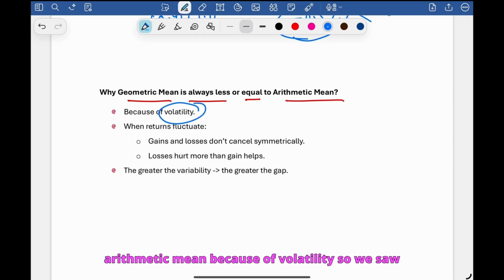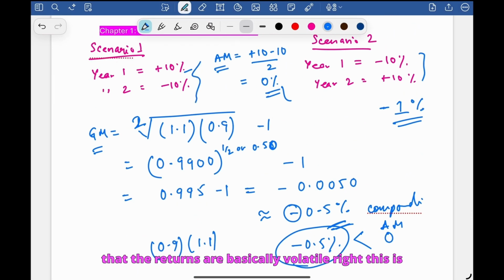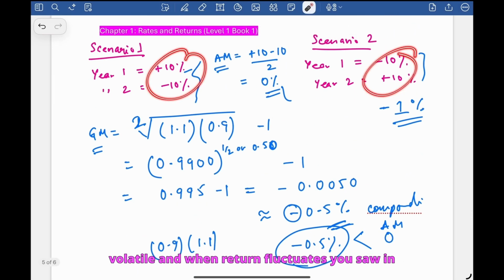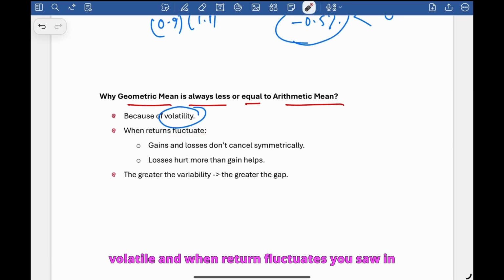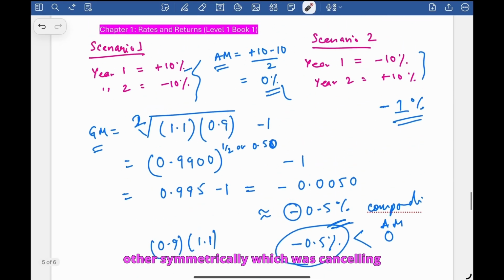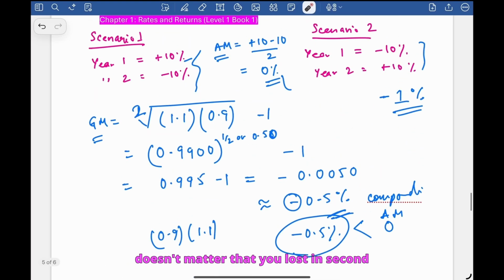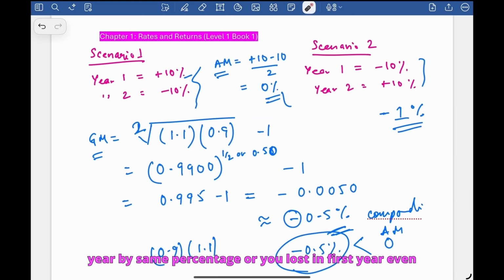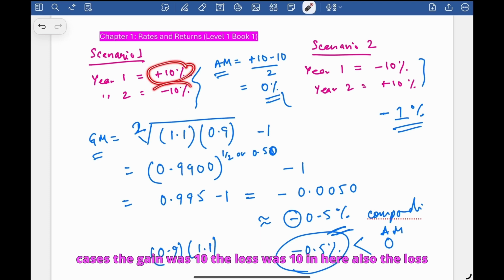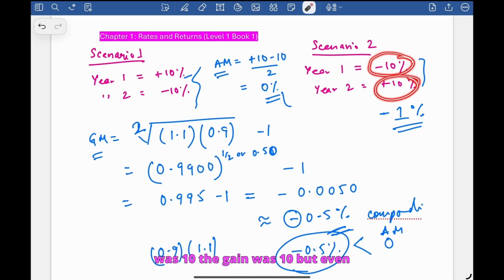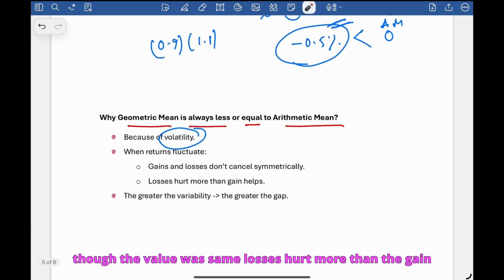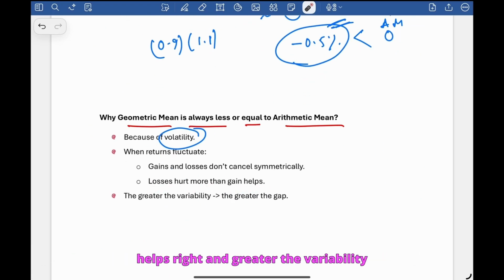Because of volatility. We saw that the returns are basically volatile, and when returns fluctuate, you saw in both the scenarios that gains and losses don't cancel each other symmetrically, which was cancelling in our arithmetic case. And losses hurt more than gains. So it doesn't matter whether you lost in the second year or in the first year. The value was 10 in both the cases. The gain was 10, the loss was 10. Here also, the loss was 10, the gain was 10. But even though the value was the same, losses hurt more than gains help. And the greater the variability, the greater the fluctuation, the greater the gap will be.